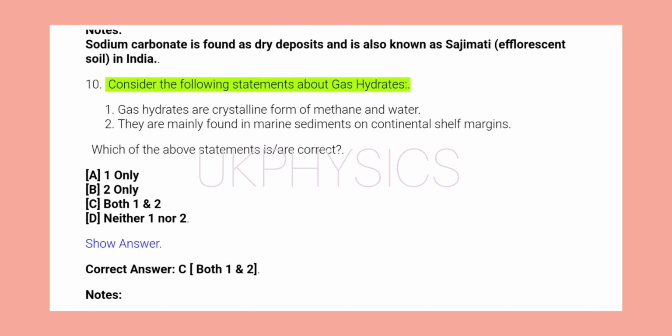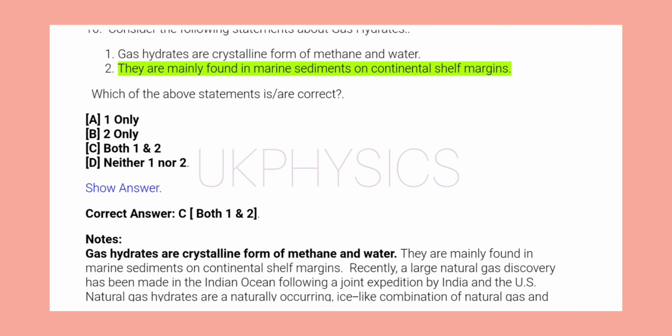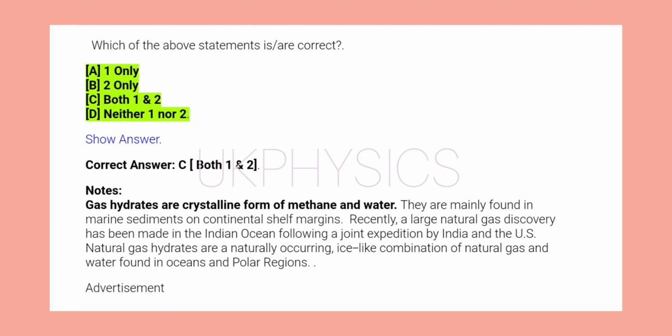10. Consider the following statements about gas hydrates. 1. Gas hydrates are crystalline form of methane and water. 2. They are mainly found in marine sediments on continental shelf margins. Which of the above statements are correct? A. 1 only. B. 2 only. C. Both 1 and 2. D. Neither 1 nor 2. Show answer. Correct answer C.